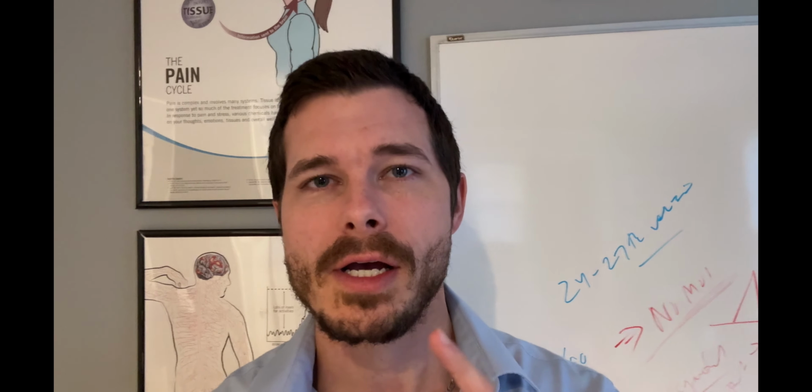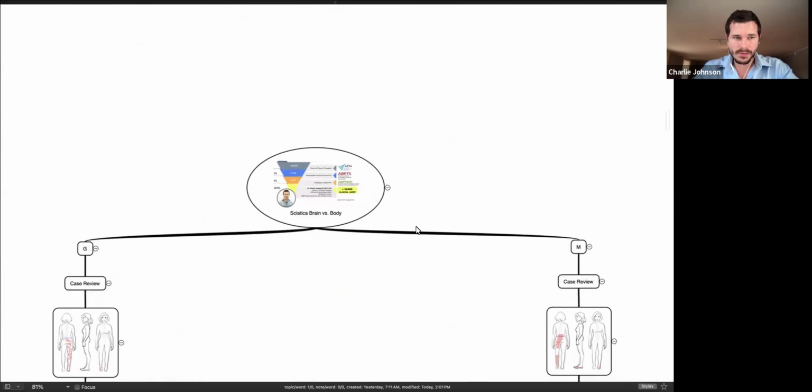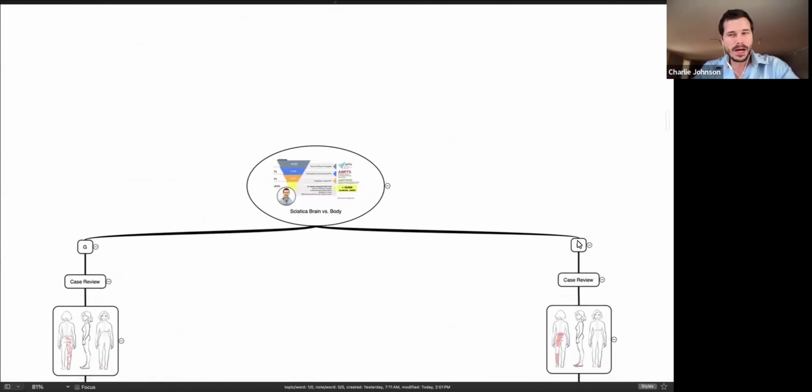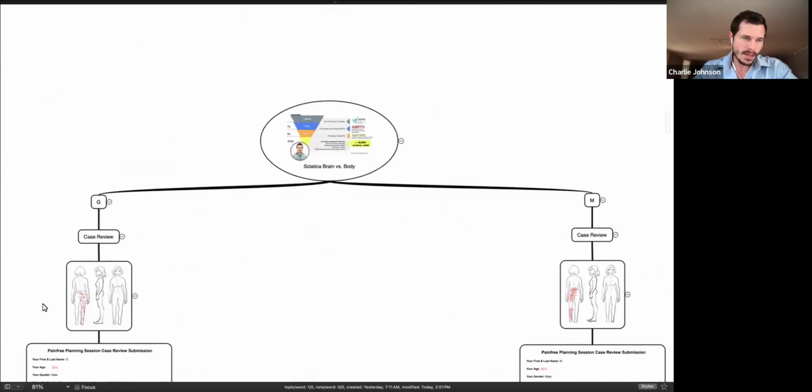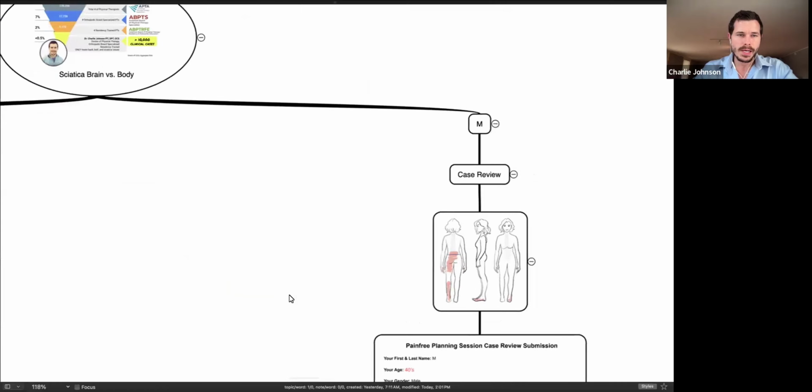And so watch, learn, and listen, and ask yourself, how can I take these concepts and apply them to my own unique situation? As we work through these very different cases, we've got G and we've got M. You can see there the pain body diagram where they hurt is very similar, but again, two very different cases.